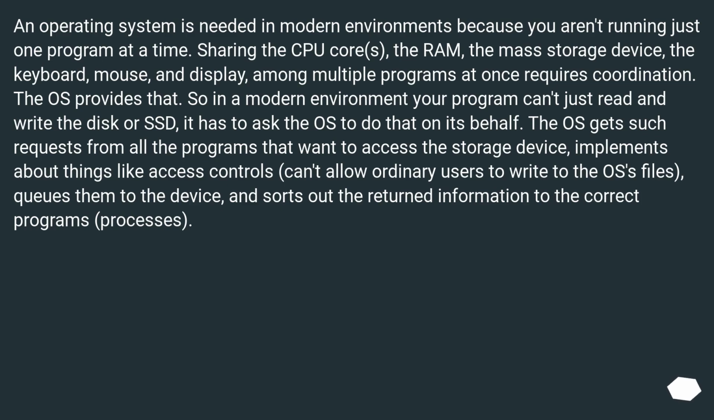An operating system is needed in modern environments because you aren't running just one program at a time. Sharing the CPU cores, the RAM, the mass storage device, the keyboard, mouse, and display, among multiple programs at once requires coordination. The OS provides that. So in a modern environment, your program can't just read and write the disk or SSD, it has to ask the OS to do that on its behalf. The OS gets such requests from all the programs that want to access the storage device, implements things like access controls, can't allow ordinary users to write to the OS's files, queues them to the device, and sorts out the returned information to the correct programs, processes.